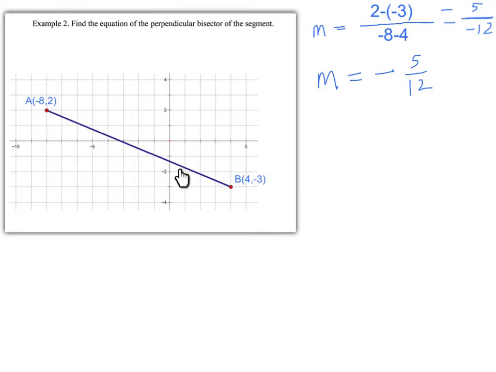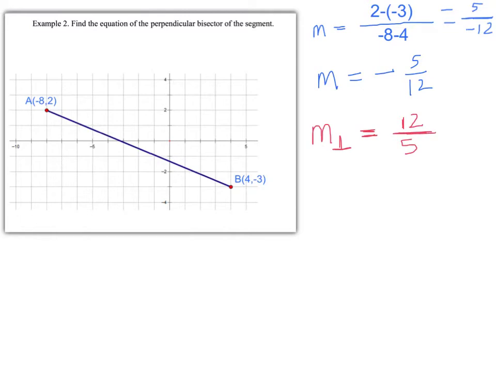Well, hopefully if you look at this line, you would say, well, this line is definitely leaning to the left. It has negative slope. The perpendicular will look like that and have positive slope. So this number must clearly be referring to the slope of this line right here. I want the perpendicular, so I think my perpendicular line will have a slope of 12/5.